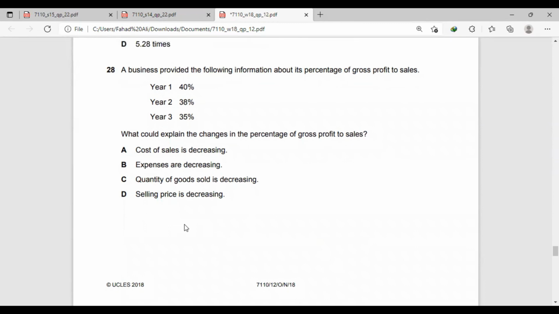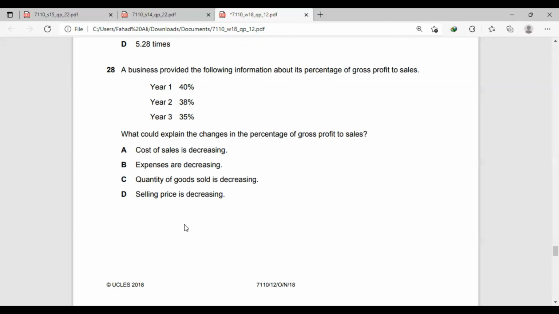A business provided the following information about the percentage of gross profit to sales: 40% in year one, 38% in year two, 35% in year three. What could explain the changes in the percentage of gross profit to sales? Cost of sales is decreasing, expenses are increasing, quantity of goods sold is decreasing, and the last is selling price is increasing. What do you think?